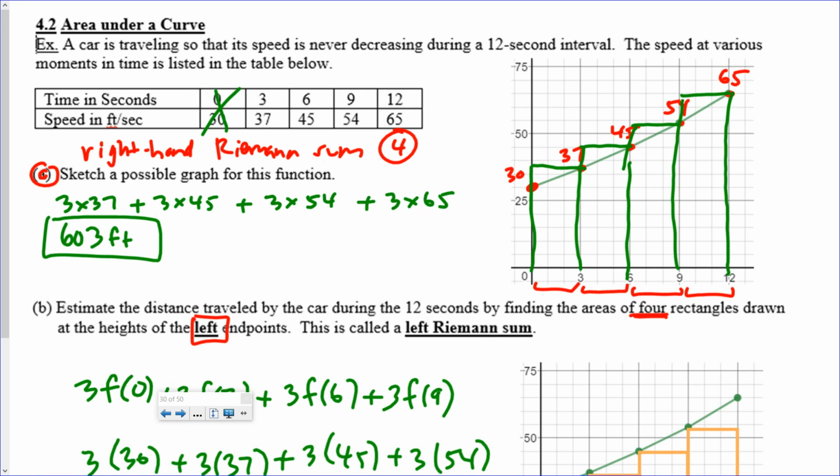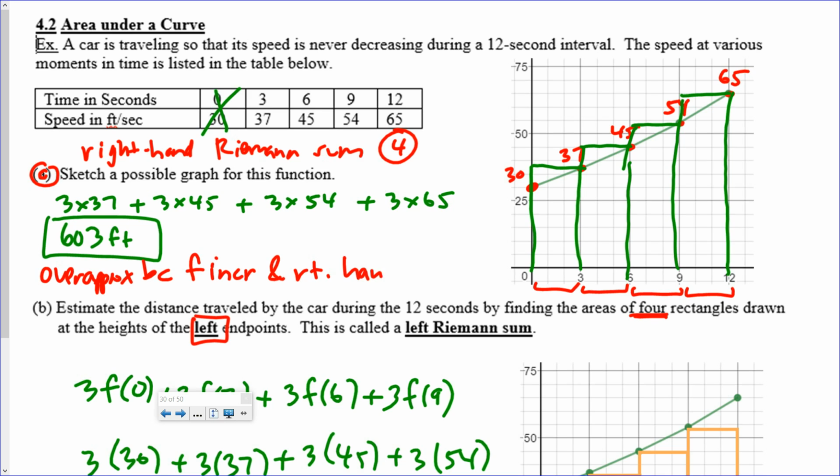Now, another question they could ask you is this: is this approximation that you made an under approximation or an over approximation? It's over, right? Because you can see all of your areas overfill the area under the curve. So guys, you need to know this for your test, also for the AP exam. You say this is an over approximation, and you need to be able to justify it. The reason is because the function is increasing and you're doing a right-hand Riemann sum.